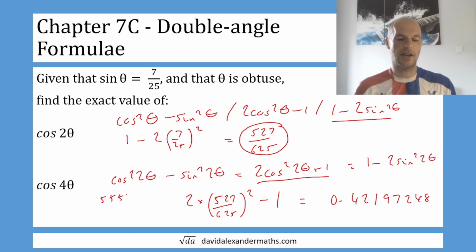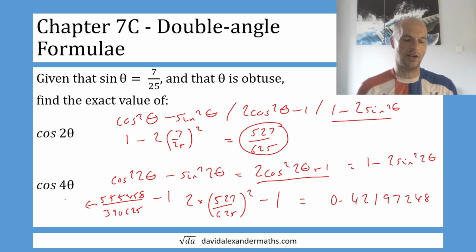So 555,458 over 625 times 625, which is 390,625. Take away 1. So all I need to do is, remember that 1 is 390,625 over 390,625. So if I simply subtract 390,625 from 555,458, then I am done. Sorry, my workings are going all over the place here. So that is 164,833 over 390,625 if we want the exact value.